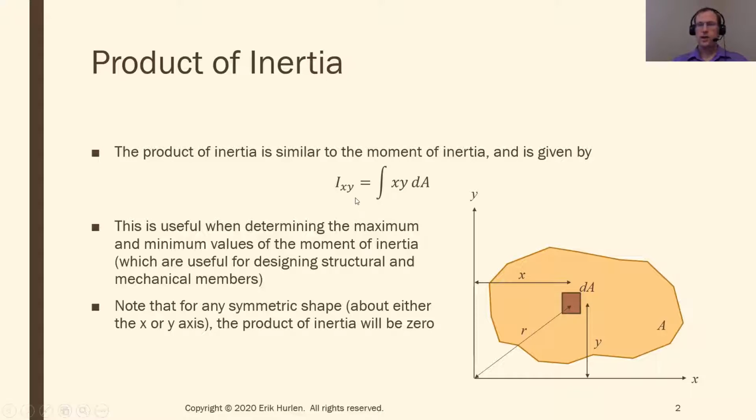Physically, Ixy is kind of a weird quantity. It doesn't really measure rotation. It's actually more of a measure of the symmetry of the object. So if it has a high product of inertia, does that mean it's hard to rotate? Not necessarily. It just means it's highly not symmetric about either axis.